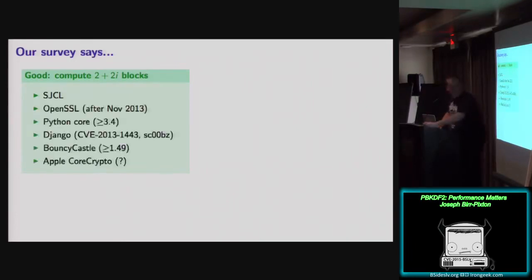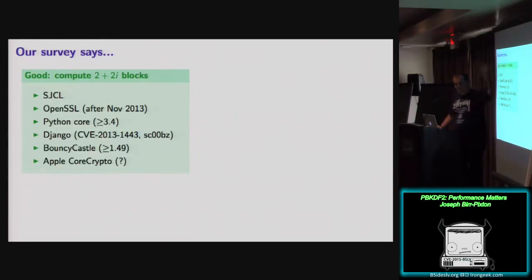Other people, OpenSSL and Python core. These basically share the same code, written by a German Python core developer named Christian Heimes, and he noticed this in 2013 and made sure that both were quite good. Django did the same thing, but in a kind of different context. So this CVE was actually a denial of service.